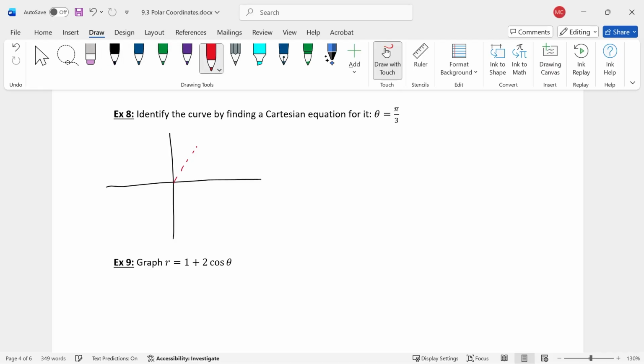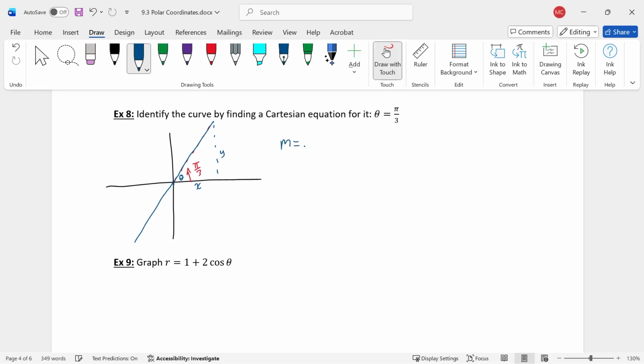So if I draw the angle pi over 3 here, all right, then what is this curve? It's the straight line that goes through that angle in both directions for positive r and negative r. And what is the slope here? So this is y, this is x, this is theta. Its tangent of theta is the slope of the line, right?